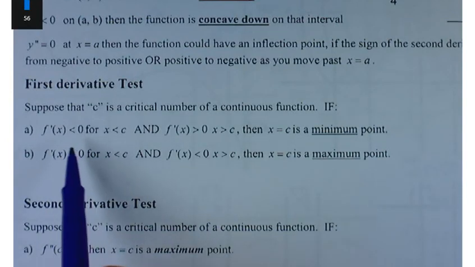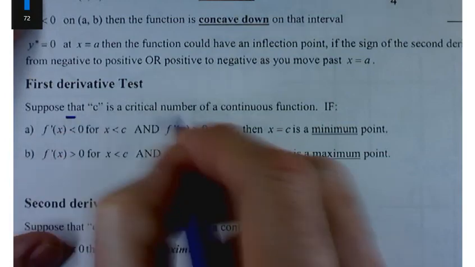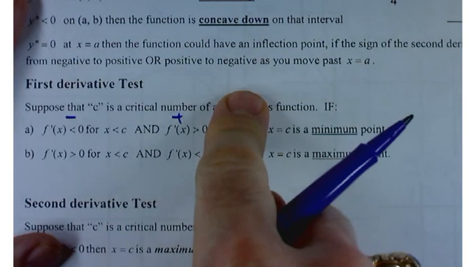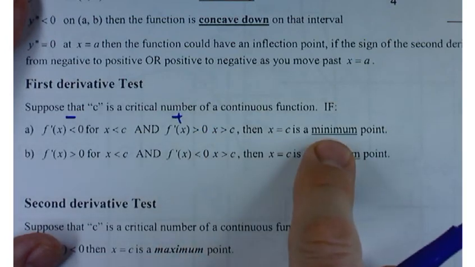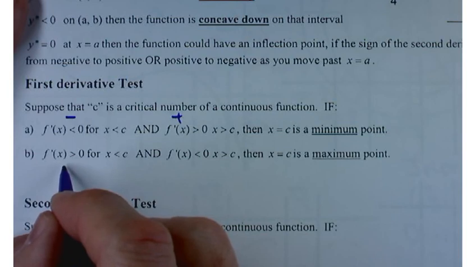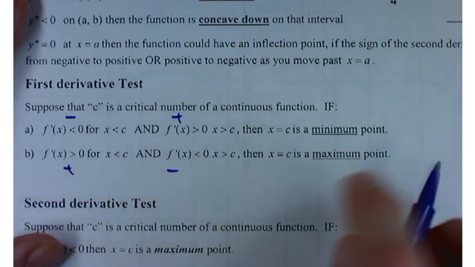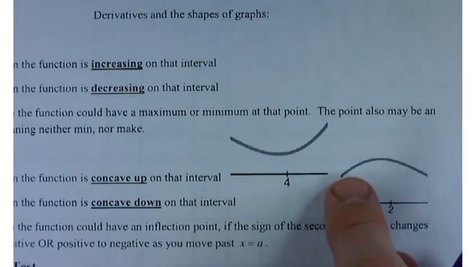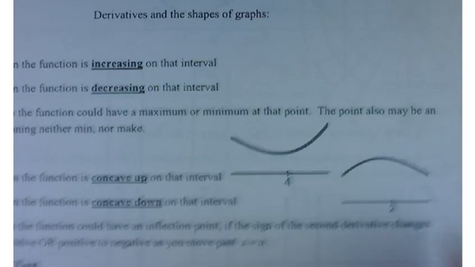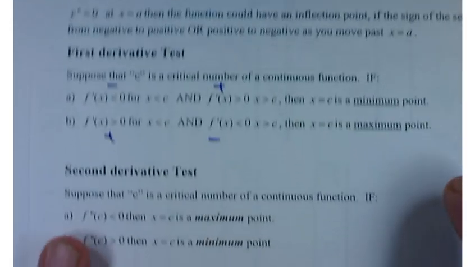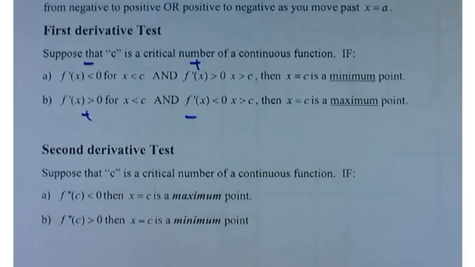Suppose c is a critical number and you have a continuous function. If the derivative goes from negative to positive, so decreasing to increasing, then you've got a minimum point as your critical point. If it's the other way around, if the derivative goes from positive to negative, then you've got a maximum point because you have a behavior like this, increasing to decreasing. So that's the first derivative test. And that's a nice way to tell whether or not something's a maximum. Quite often you want to maximize functions.